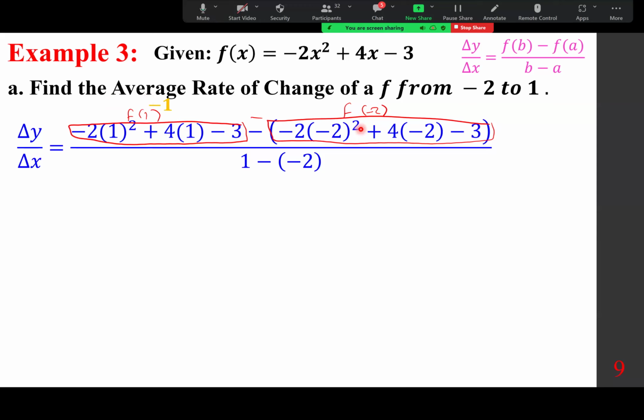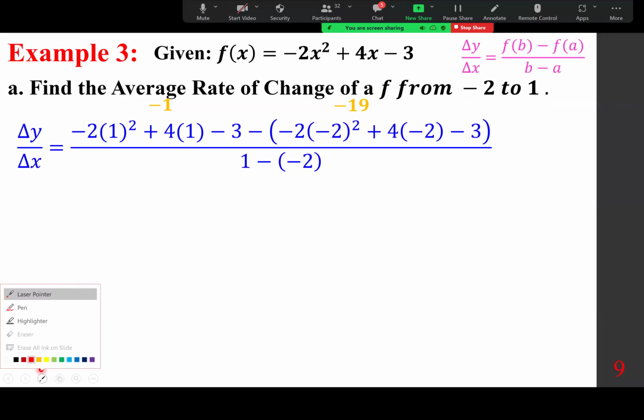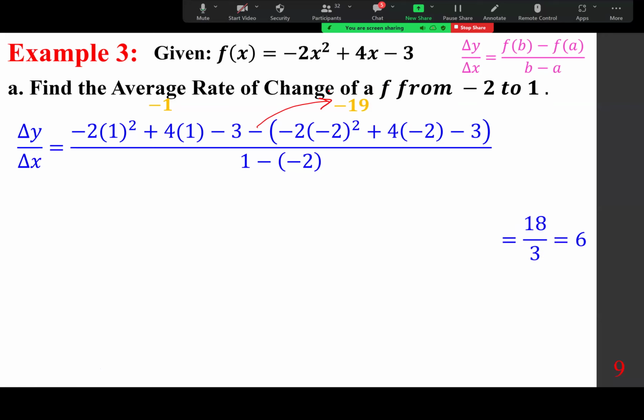Minus 2 squared, positive 4 times negative 2, negative 8. Negative 8, negative 3, they add up to negative 19. Minus 1, minus negative 19, that means plus 19. So minus 1 and plus 19 is just positive 18 over 3 or 6.